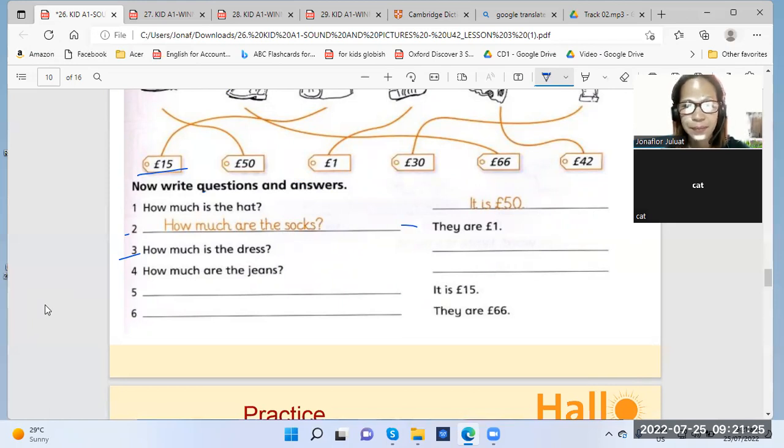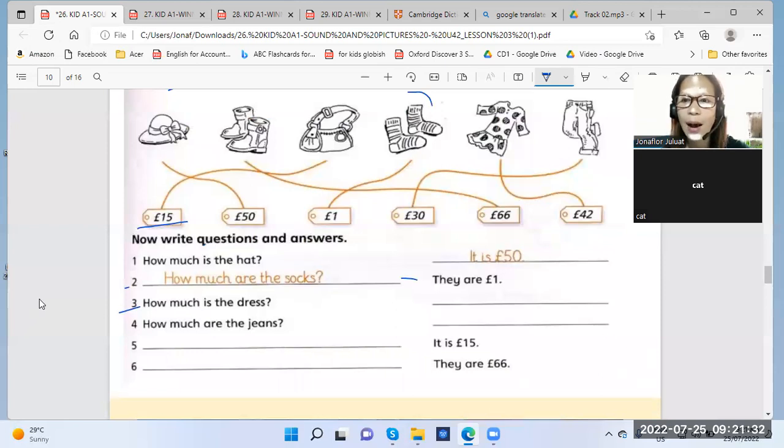How much is the dress? Yes. Now find the dress in the picture and tell me how much is the price of the dress. Where is the dress? And how much is it? Okay, you will say it is 42 pounds. Can you say it again? It is 42 pounds. Right? Okay, how about question number 4?